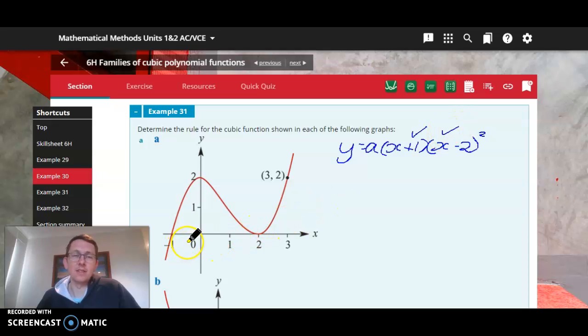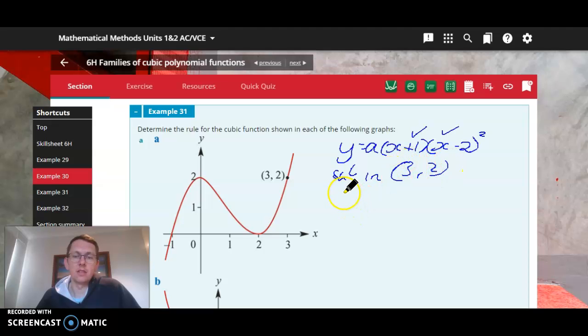Now this could have been telling me that the graph cuts at x-intercept of -1 and touches the x-axis at x equals 2, and I can still do this. So this could have been a word equation, or it could be the graph here and trying to figure it out. Next step is to find the dilation factor. So what I need to do now is really just sub in the point (3, 2) to find the dilation factor.